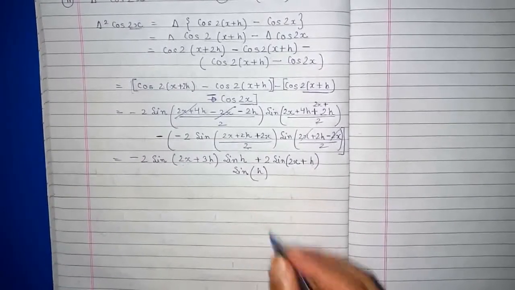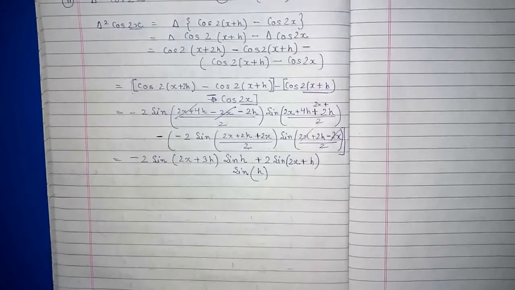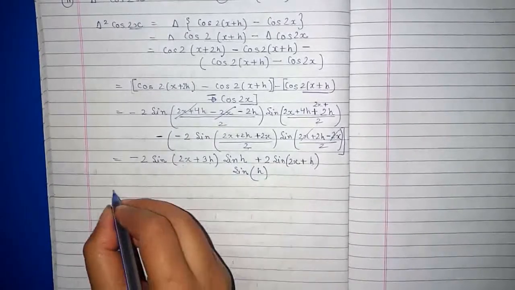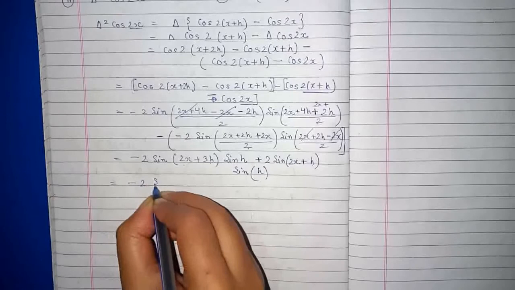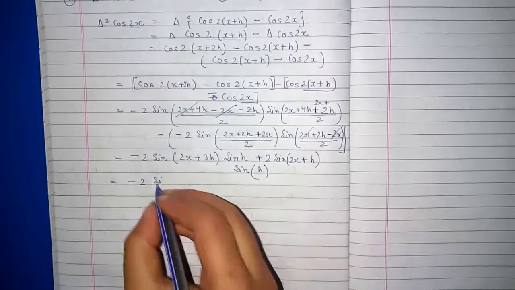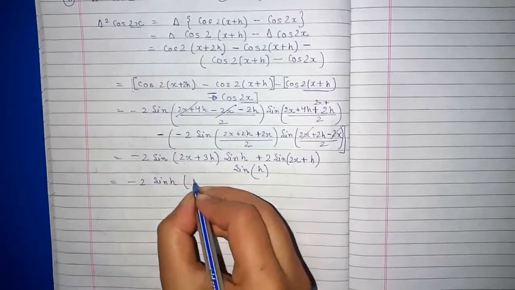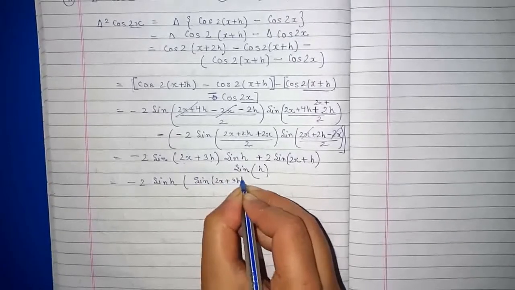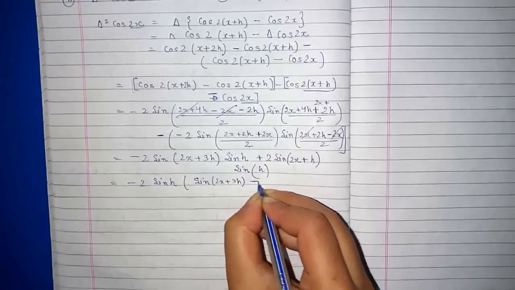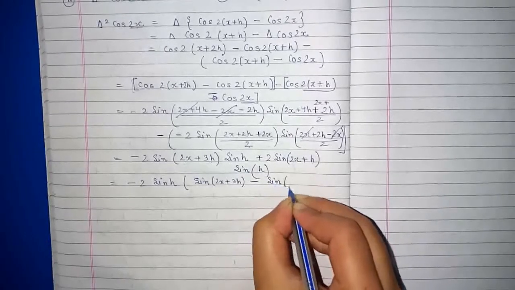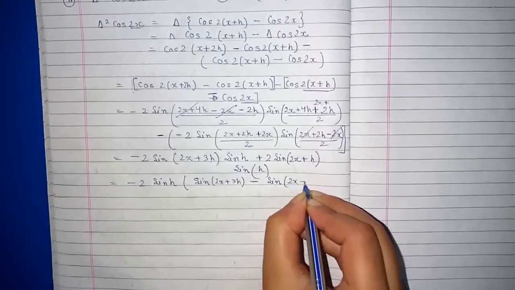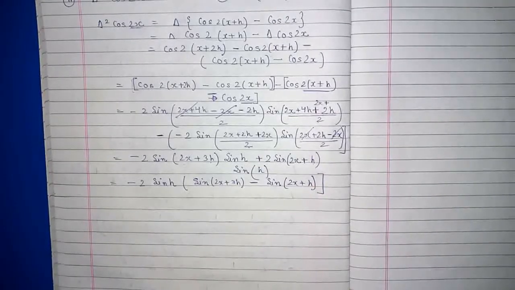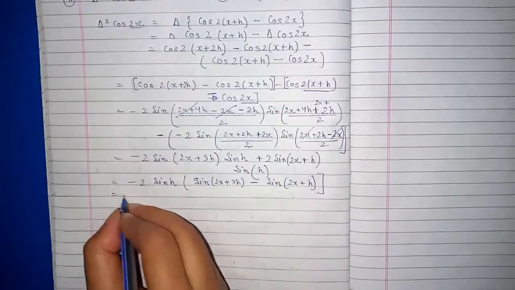Now if you want to proceed ahead, you can proceed, but here one thing we can do is take minus 2 sine h as common. Minus 2 sine h we will take as common, so it will become sine of 2x plus 3h minus sine of 2x plus h.